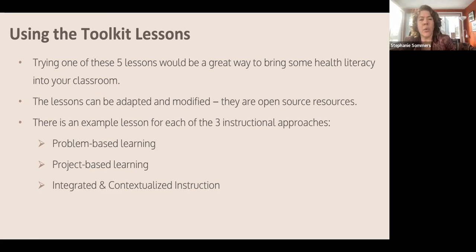So we're going to take a quick look at each of the types of lessons: problem-based, project-based, and integrated and contextualized. And then we are going to spend a little bit of time in breakout rooms so that you can look more closely at these lessons. And yes, they aren't situated in a larger scope. The way I've come to think about the lessons is that you could look at them and get an idea for what you might want to talk about in a series of lessons.